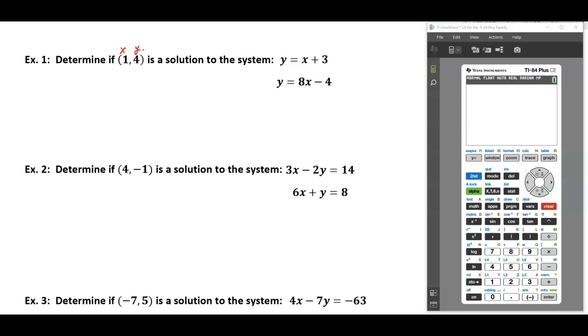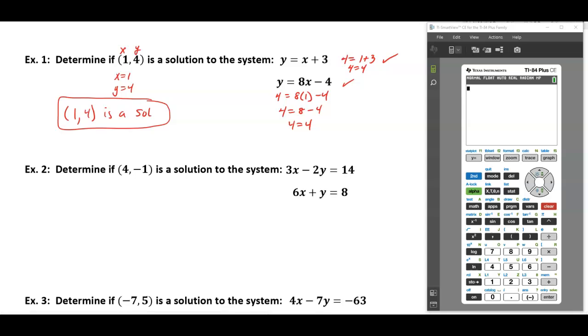Okay, so let's take a look here. If I say, in this ordered pair, x is 1 and y is 4, I'm going to replace y with 4 equals 1 plus 3. Is that going to be a true statement? Yes, that checks out. How about the next one? Replace y with 4 equals 8 times 1 minus 4. 4 equals 8 minus 4, which is 4. That checks out. Therefore, 1, 4 is a solution.